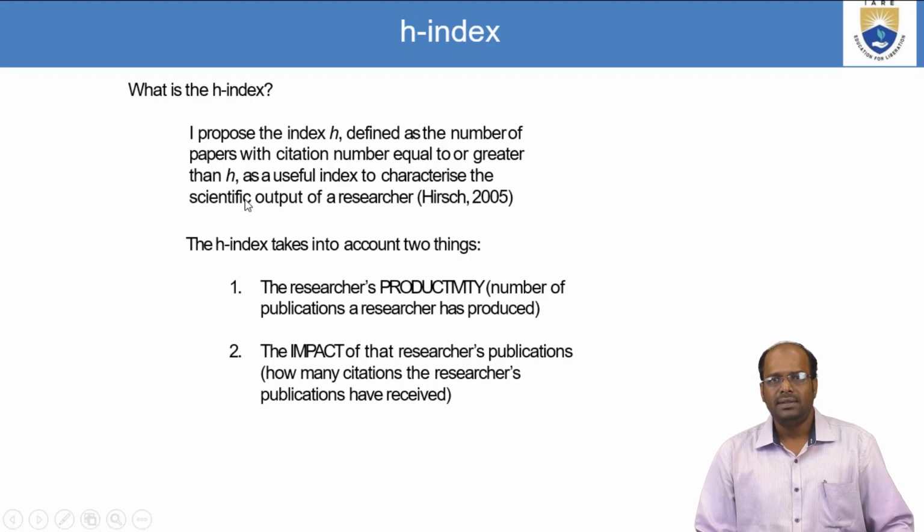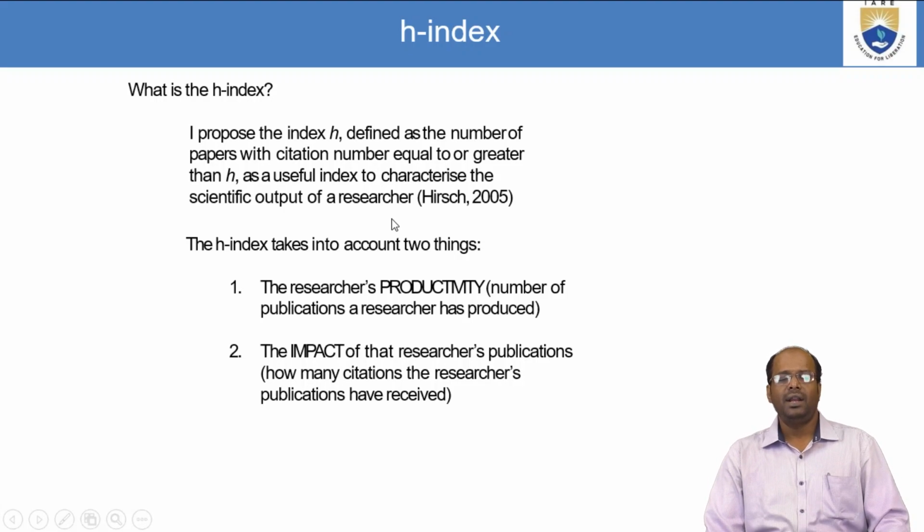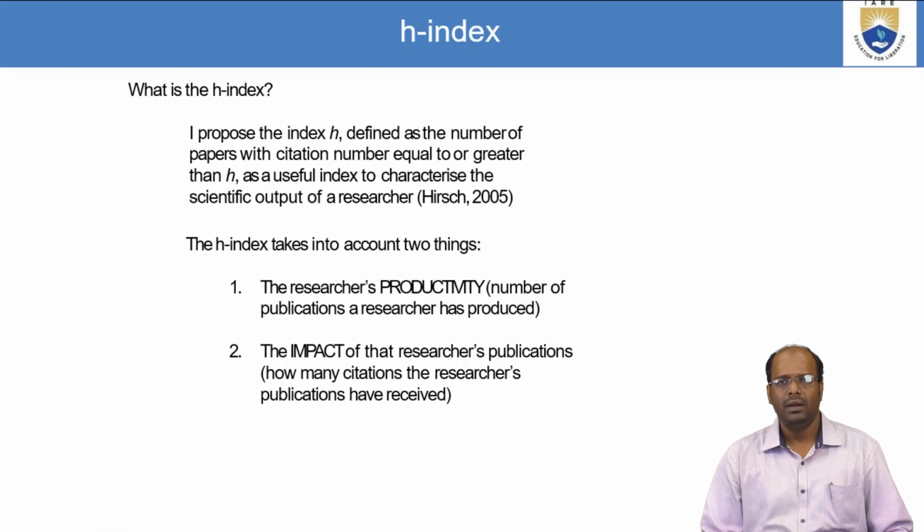The H index is a useful index to characterize the scientific output of a researcher. The H index takes into account mainly two things: the researcher's productivity, meaning the number of publications a researcher has produced, is the first factor, and the second is the impact of that researcher's publications, meaning how many citations the publications have received. These are the two factors that decide the author indexing.